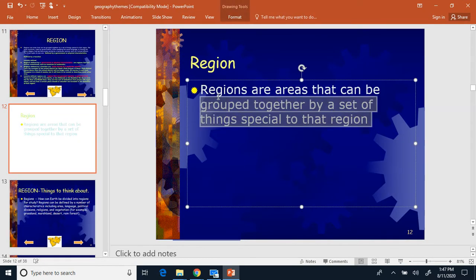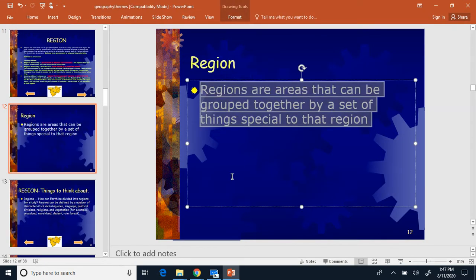Go ahead and make a 1 and write down: Regions are areas that can be grouped together by a set of things special to that region. So number 1, regions are areas that can be grouped together by a set of things special to that region.